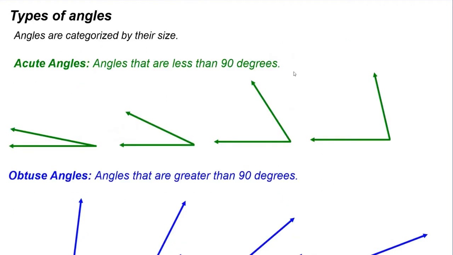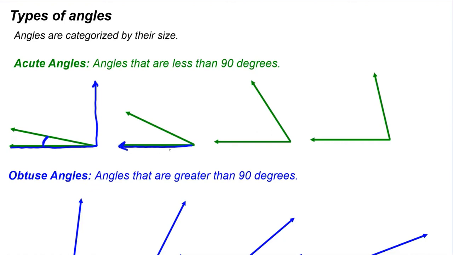So what types of angles are there? There are really four types of angles, and they're categorized by their size. And one type of angle is an acute angle, and acute angles are angles that are less than 90 degrees. So I have four different angles here that are all acute, and you can see that if I were to draw a 90-degree angle over top of this angle, you can see that this angle right here is less than 90 degrees. It's not as wide open as a 90-degree angle, so that one is acute.